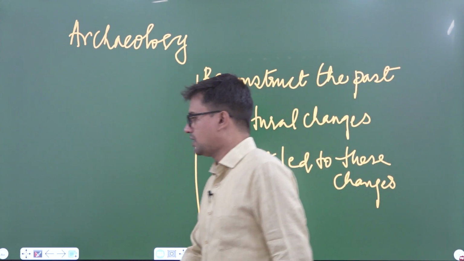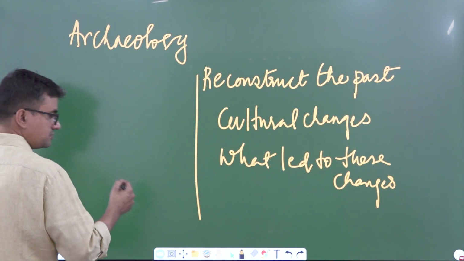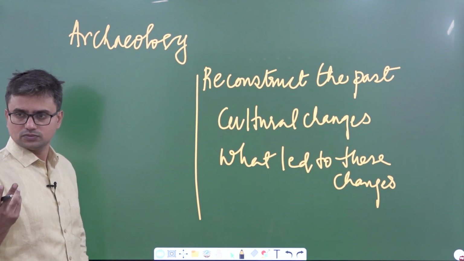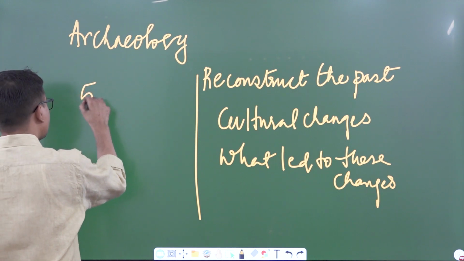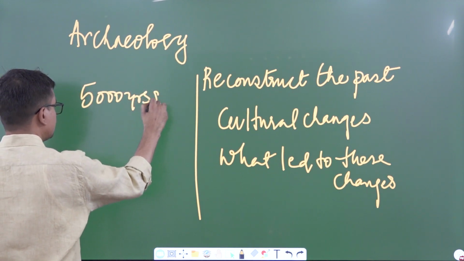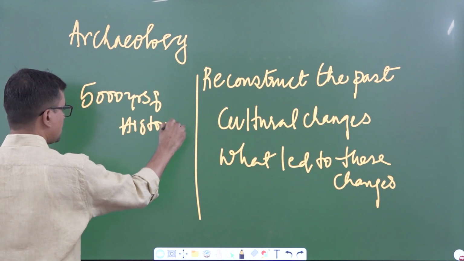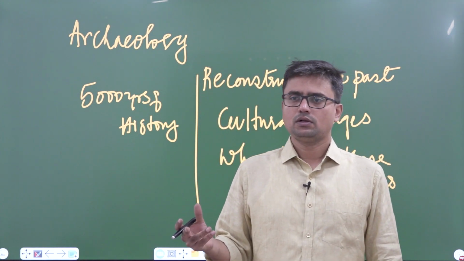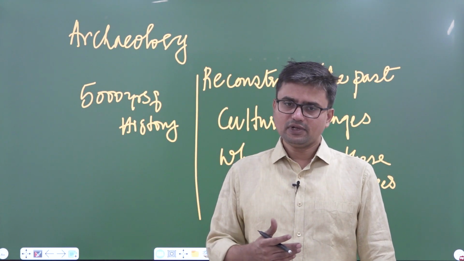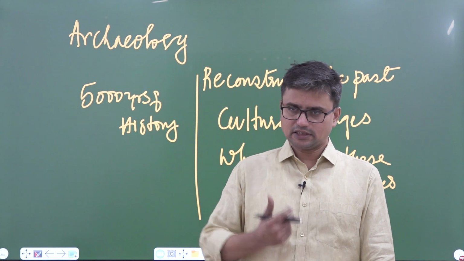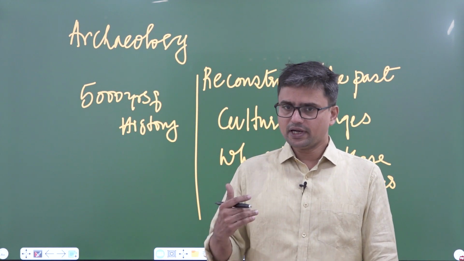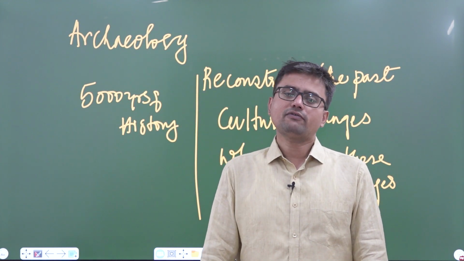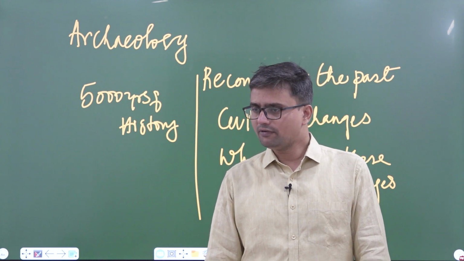Now, if you take written history, history is what we have from some written sources. Yes or no? With written sources, we just have 5,000 years of history. Historical sources or written records are just 5,000 years old. Archaeological anthropology is interested in the period prior to 5,000 years, where we don't have written history.